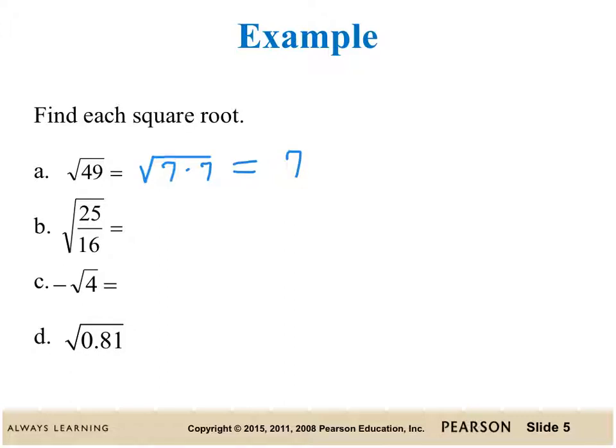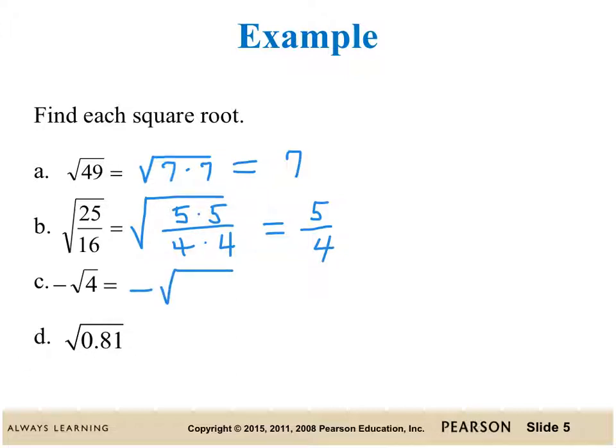The square root of 25 over 16 is the square root of 5 times 5 over 4 times 4, which is going to be equal to 5 over 4. And the opposite of the square root of 4 is the opposite of the square root of 2 times 2, which is going to be negative 2.